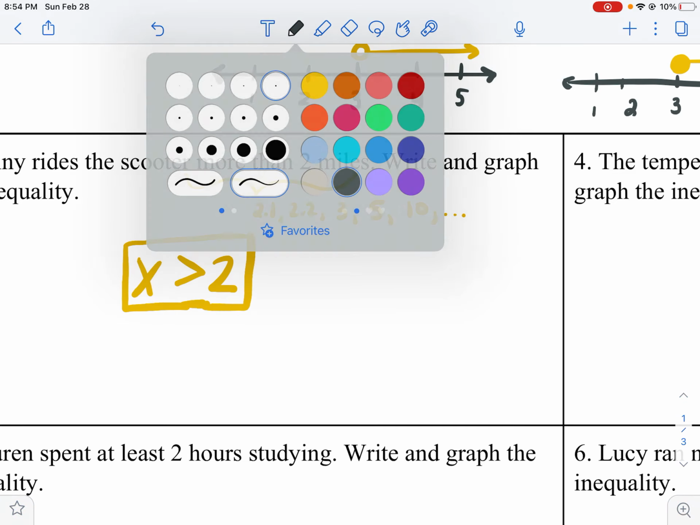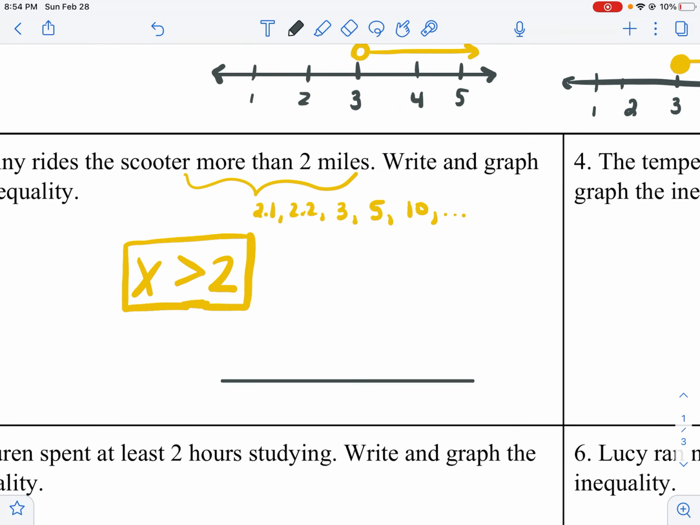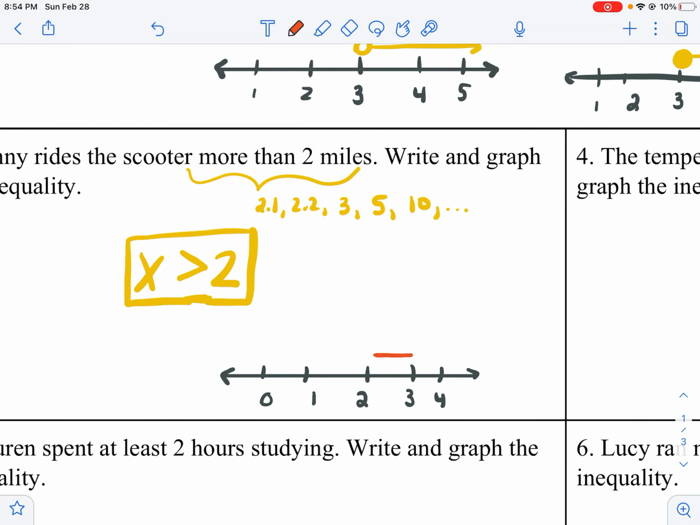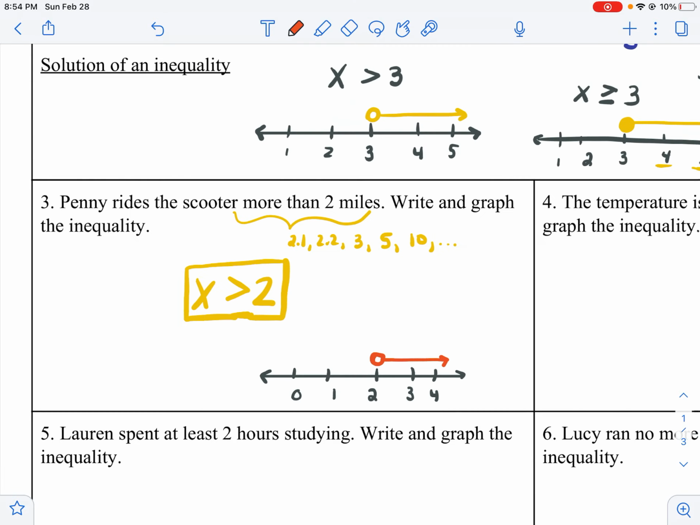And if I graph this one, our standard here, whenever we graph, is we want 5 numbers. That's my standard, just so we know we have enough. We have 2, we have 3, we have 4, we have 1, and we have 0. So x is greater than 2 means all the ones bigger than 2 and not including 2, so an open circle at 2 going to the right.